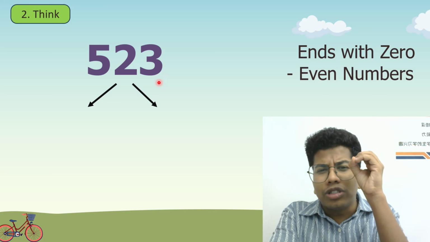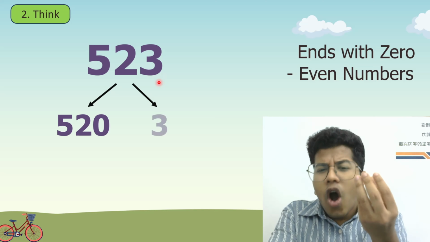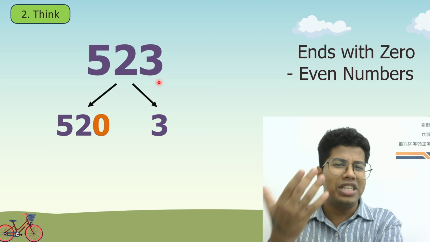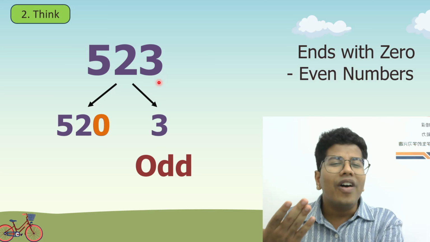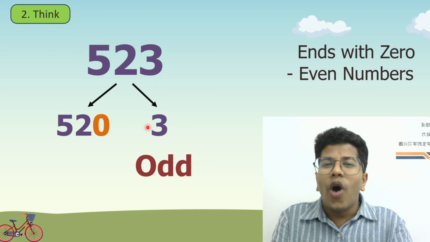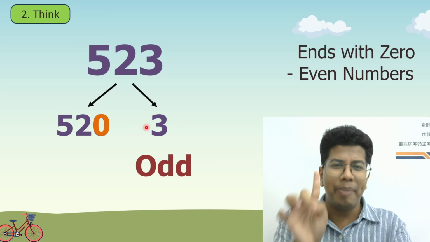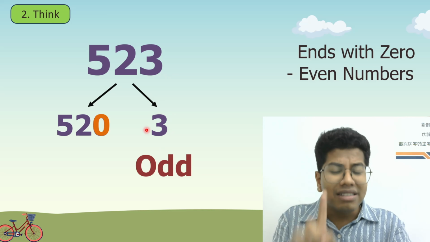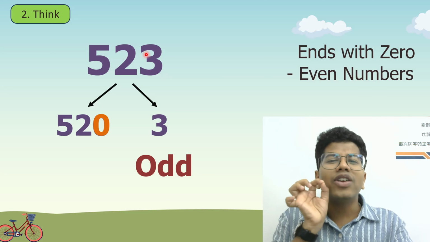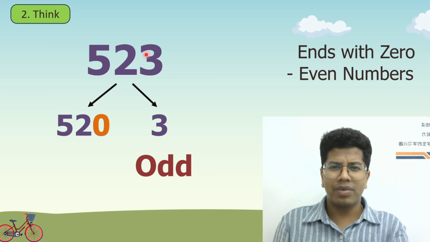So if I want to split, I can split it as 520, and how much will be left? Oh, there will be 3 left. Now 520 already has a 0. So which type of number is this? Oh, even number. And what about 3? Yes, the 3 here, we all know it's just an odd number. There is still 1 left to form a pair. So this means if there is a 3 which is odd, then 523 is an odd number, because there will be still 1 left every time.